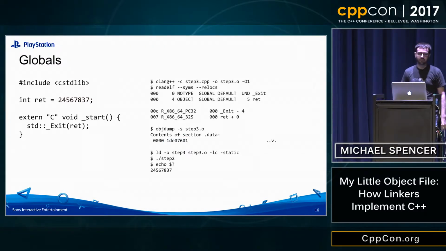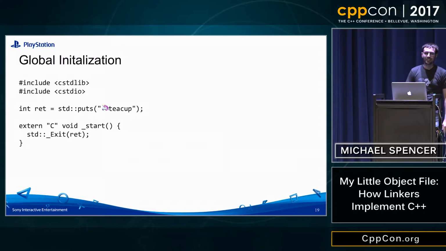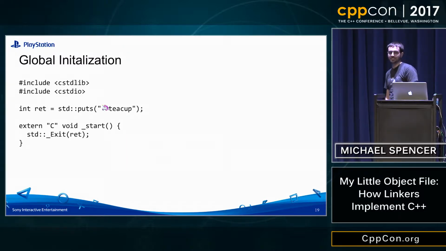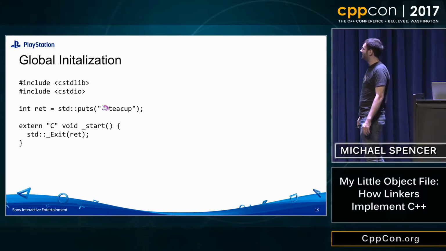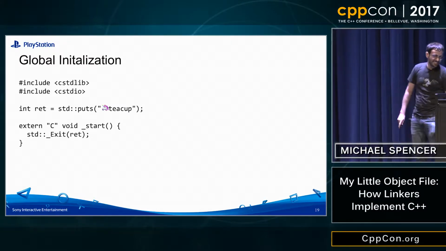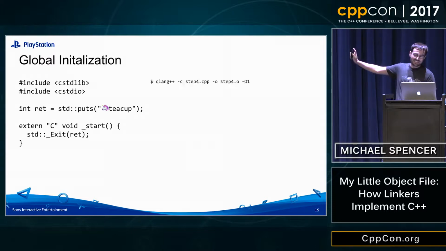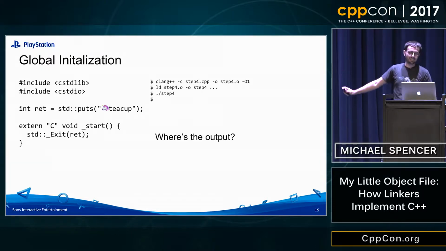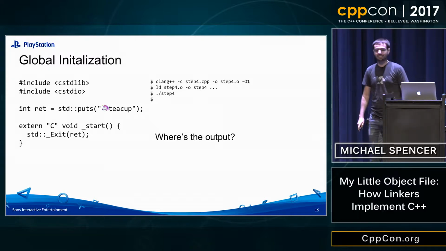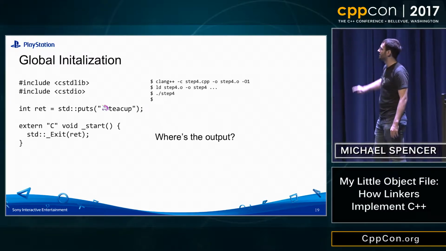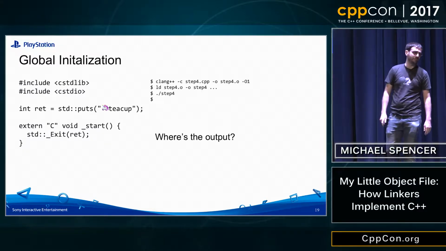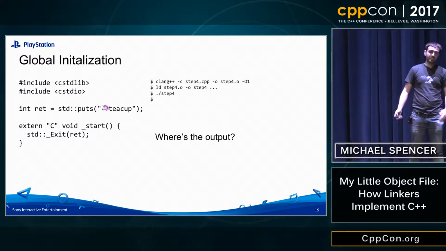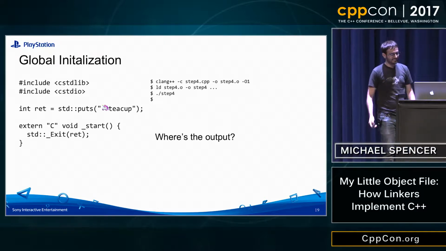Let's go a step further, get some real C++. We're going to use a global initializer. And we're gonna print out a value. Teacup. So compile it again, and try to run it, and nothing happened. Where'd our output go? Well, notice I've been using _start, not main. A bunch of things happen before main, actually. And that's why your global initialization happens, and a bunch of setup, TLS.